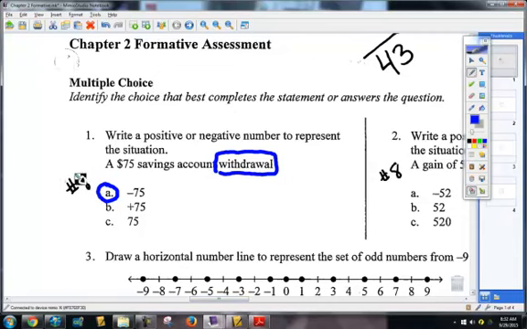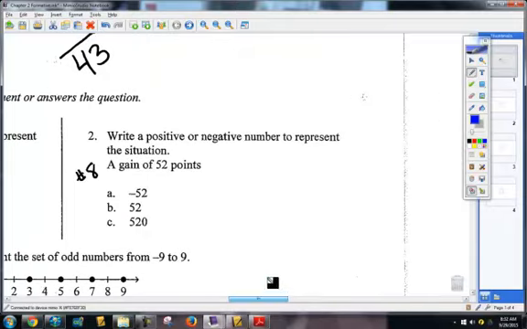Okay, guys, give yourself a check or an X on learning target number 8 now. So if you get it correct, it's a check. If you get it wrong, it's an X. Okay, I'm not going to remind you every time to do it because I think you guys understand what it is here. Okay, next one, a gain of 52 points.